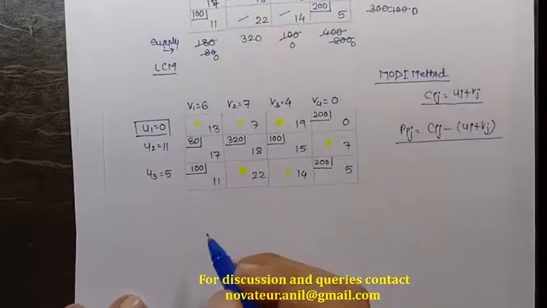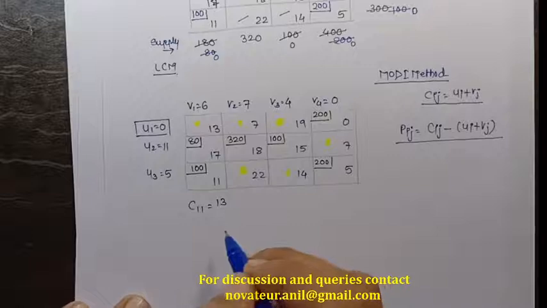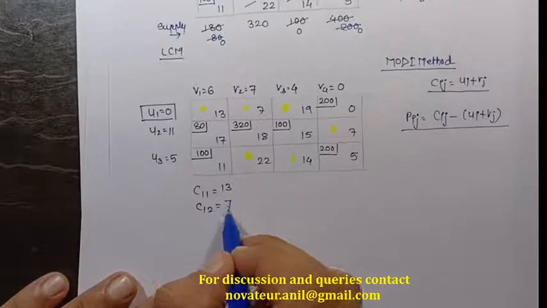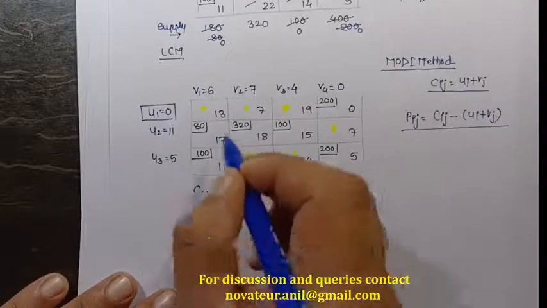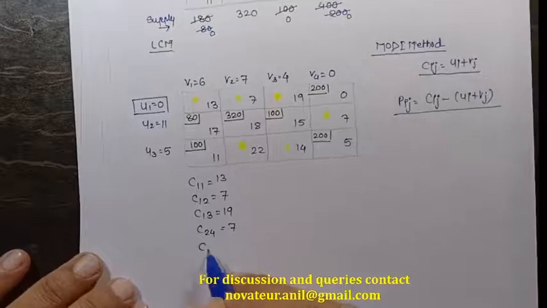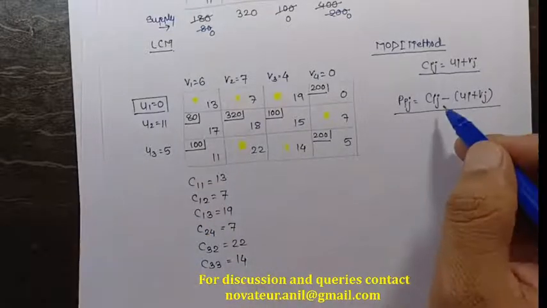So if I have to identify, it will be row 1, column 1, the value is 13. Row 1, column 2, the value is 7. Row 1, column 3, the value is 19. Then I got this, row 2, column 4, the value is 7. Then I got row 3, column 2, the value is 22. Row 3, column 3, the value is 14. So this is nothing but the Cij values that I got.